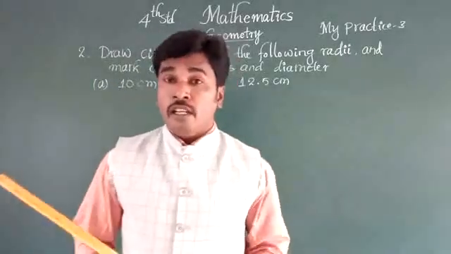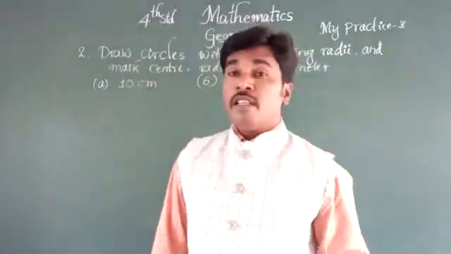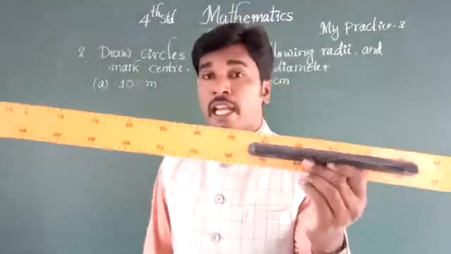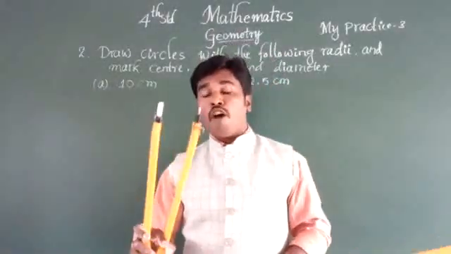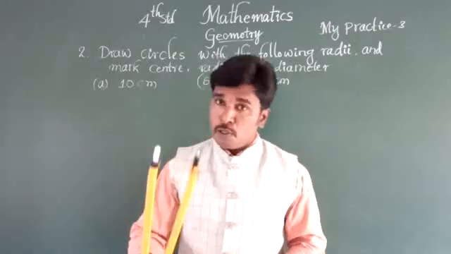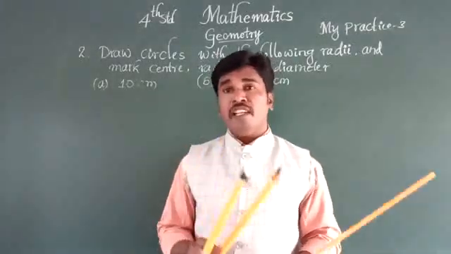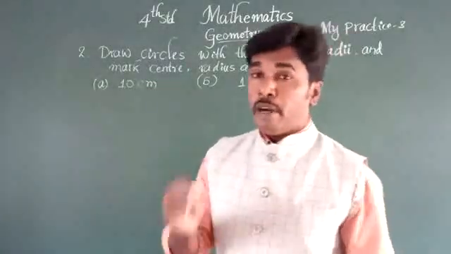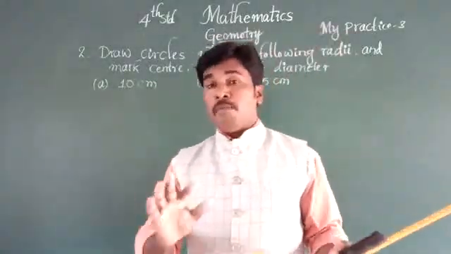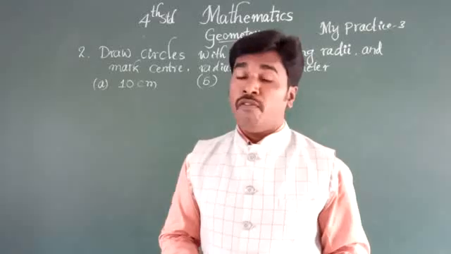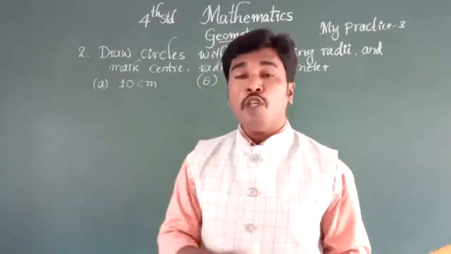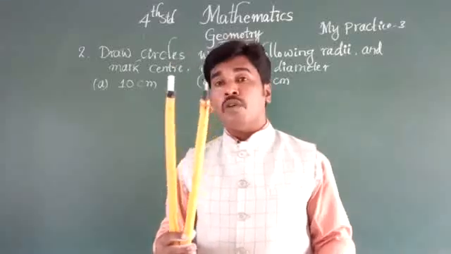Dear children, when you are drawing the circle, you should use the ruler, that is the scale, and also a pair of compasses. You must use compasses, otherwise you will not get the radius accurately. If you just draw the circle using a bangle or a coin, the measurement is not correct. So you need to use the compasses only.